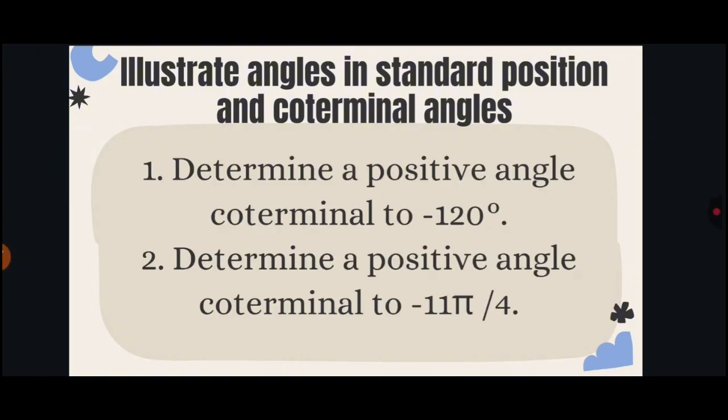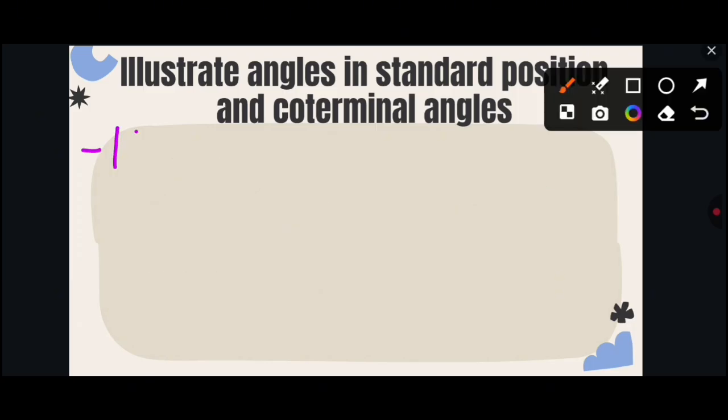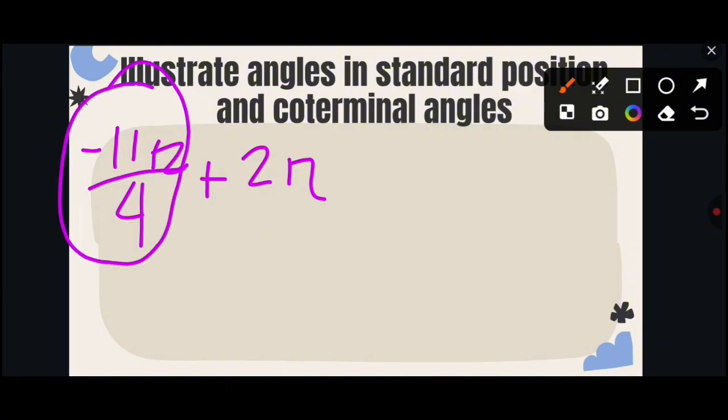In problem number 2, we find a positive coterminal angle of negative 11 pi over 4. So, our given is negative 11 pi over 4 and we're looking for its positive coterminal angle. To find a positive coterminal angle, we will add 2 pi, which is the same as 1 full rotation in radians. Since 2 pi is a whole number, to make it a fraction, para magkamukha sila nung our given, just add 1 to make it a fraction.